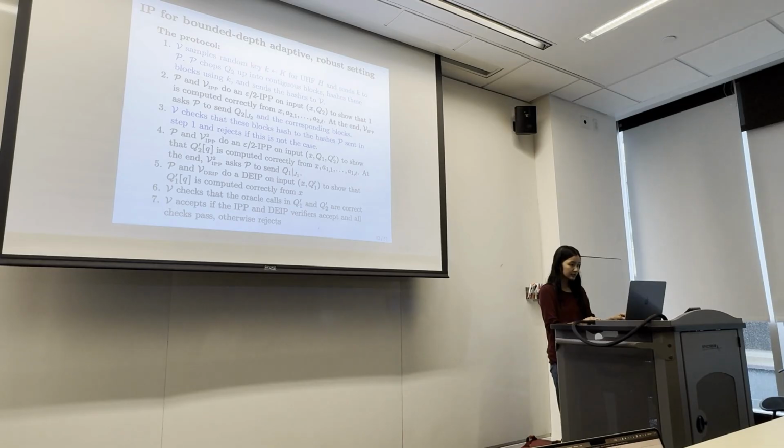Okay, so this is the final protocol. We'll have V sample this random key K and send the key to the prover. And now P is going to chop up Q2 into some contiguous blocks and hash these blocks using the key and send the hashes to V, which effectively commits the prover to the input. And now, after this first IPP, when the verifier wants to make the queries, he's also going to ask P to send the corresponding blocks. And now we're going to check that the blocks actually hash to the hashes that P committed to at the start, and reject if this isn't the case, and then the rest of the protocol will just follow like before.